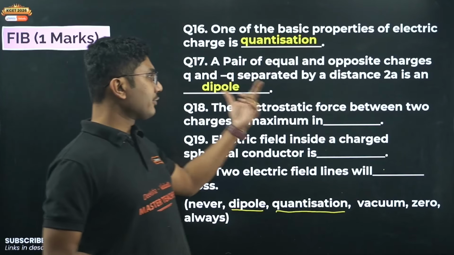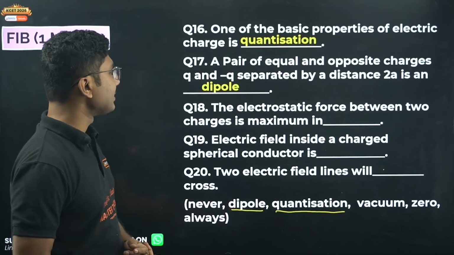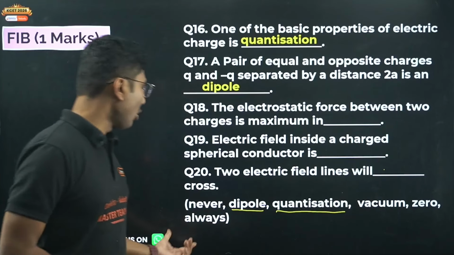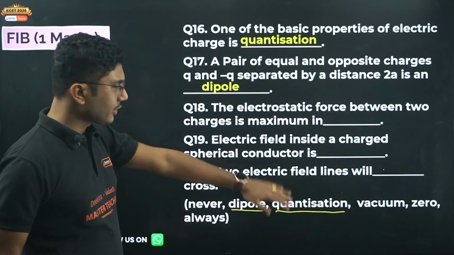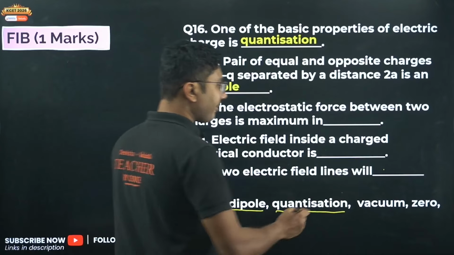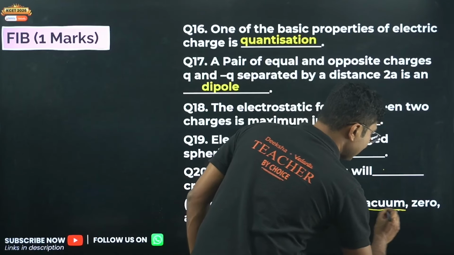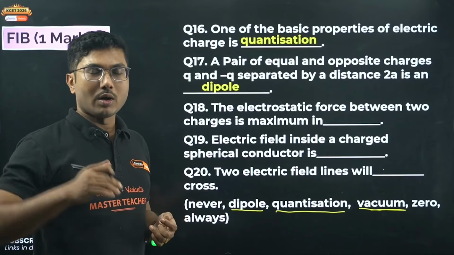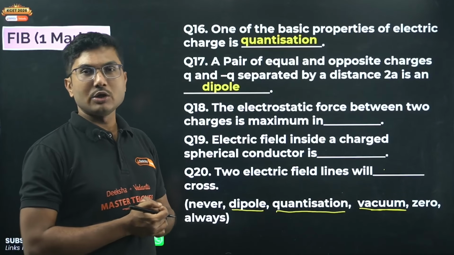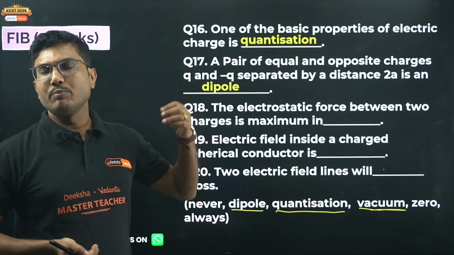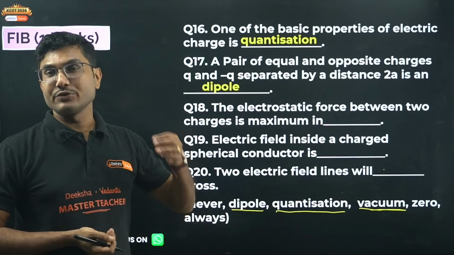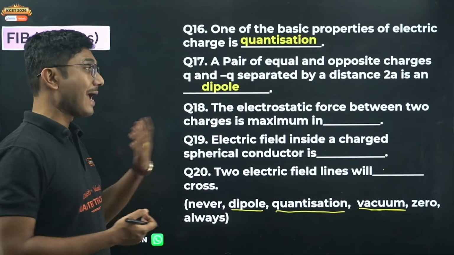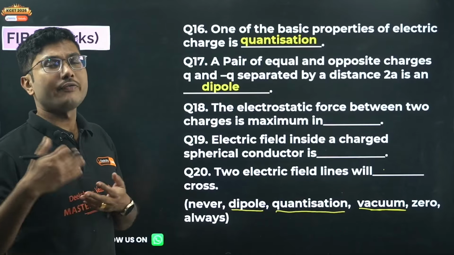Next, the electrostatic force between two charges is maximum in: never, vacuum, 0, always. From these remaining options, only vacuum makes sense. We know that the force between two charges is given by 1 by 4 pi epsilon naught q1 q2 by r square. So if you put them inside a dielectric, the force reduces. That means the force is maximum in vacuum, right? There is no medium, or free space, right?